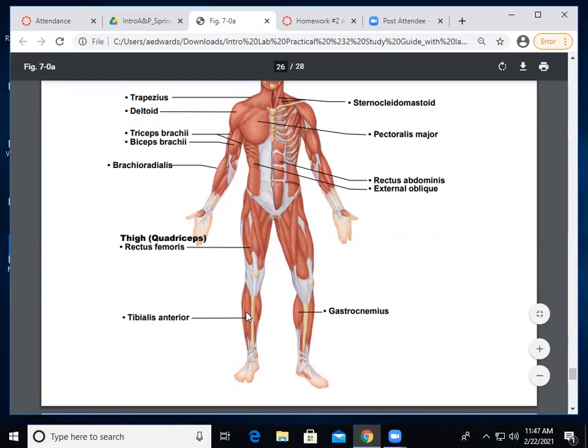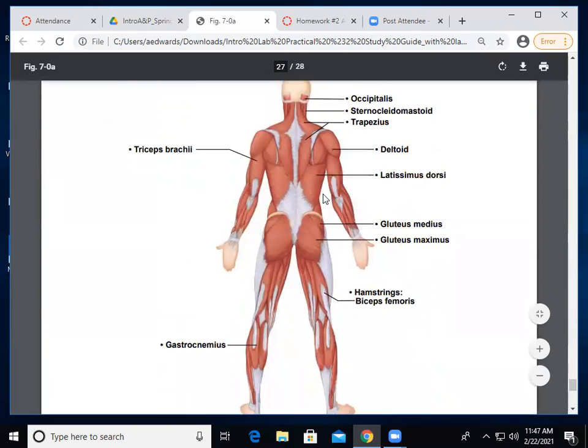So, anybody remember the bone that goes here? Fibula and, what's the one next to it? Tibia. So this is the tibialis anterior, because it's touching the tibia and it's on the anterior side, right? And then this is your calf. One of the more superficial muscles in your calf is the gastrocnemius. All right, so those are the anterior muscles.